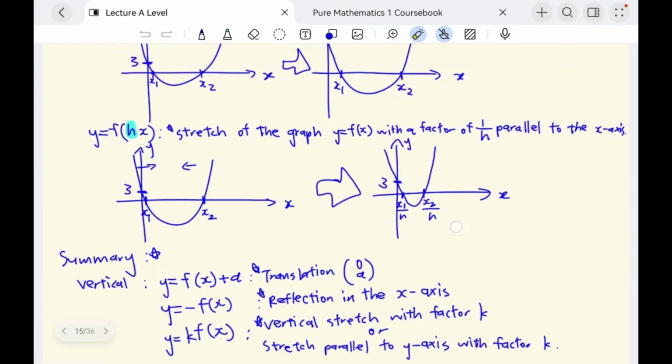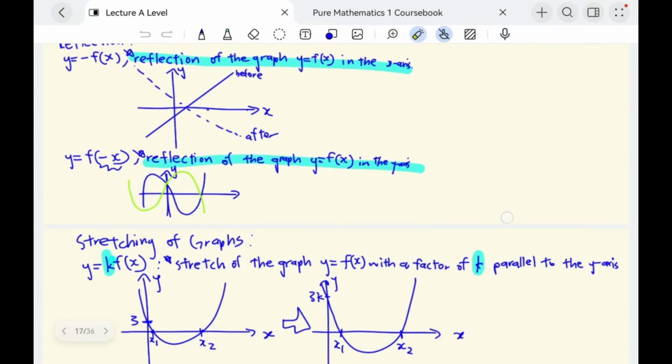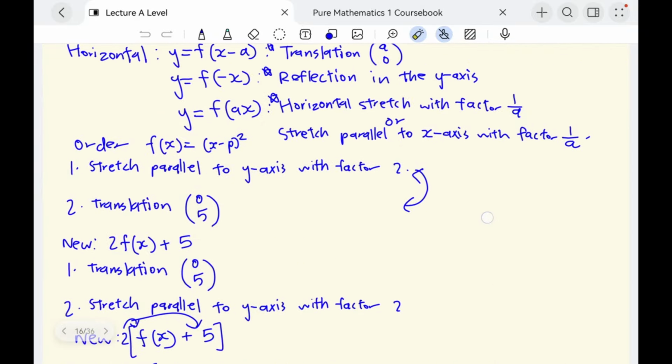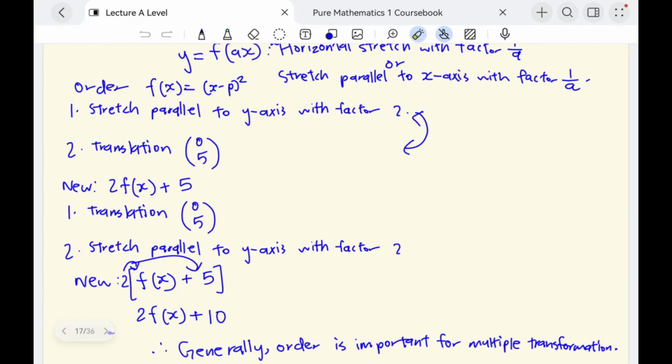Actually, I've done with you the discussion about these three transformations. Now let's proceed to the final part of this subtopic, which is the order of transformation. There is no general theory for you to learn. Instead, I can indicate to you some examples.